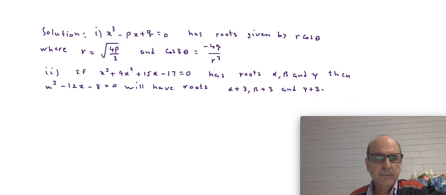That was part I, which we already did. Part II, which we also already covered. In that part, we showed that if this equation, which has all the terms present, including x squared, has roots alpha, beta, and gamma, then this equation will have roots alpha plus 3, beta plus 3, and gamma plus 3. In other words, the roots of this equation will be 3 more than the roots of this equation.